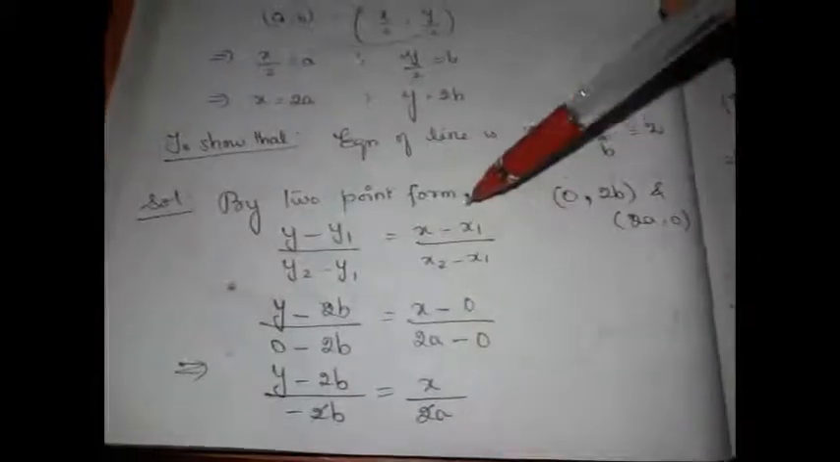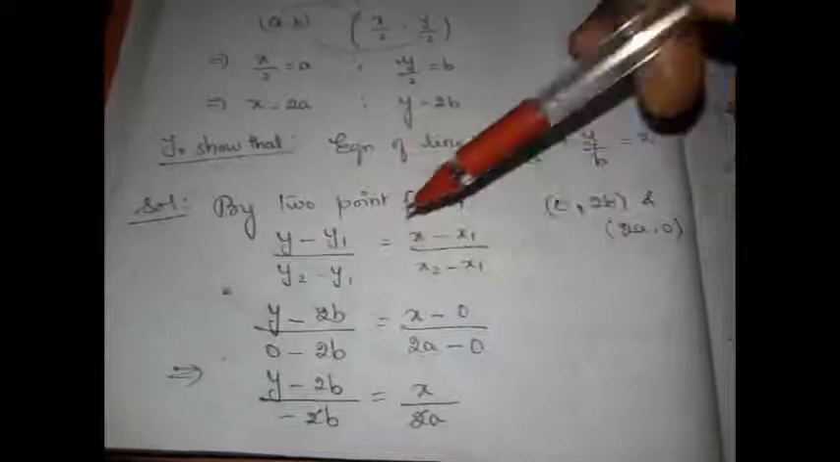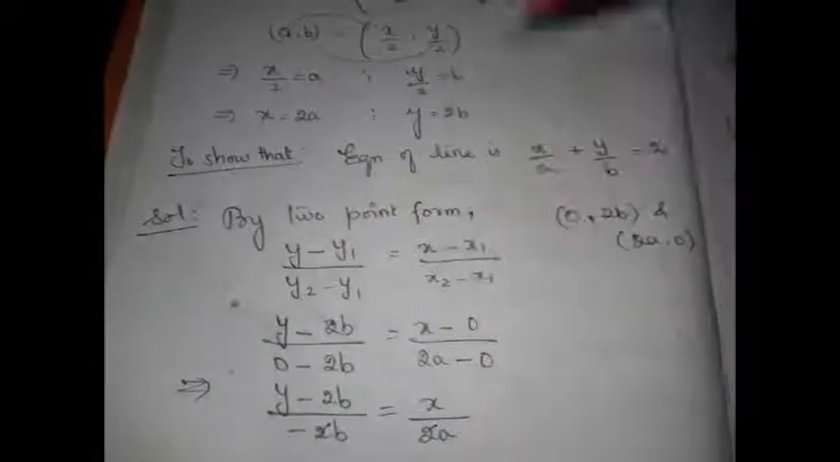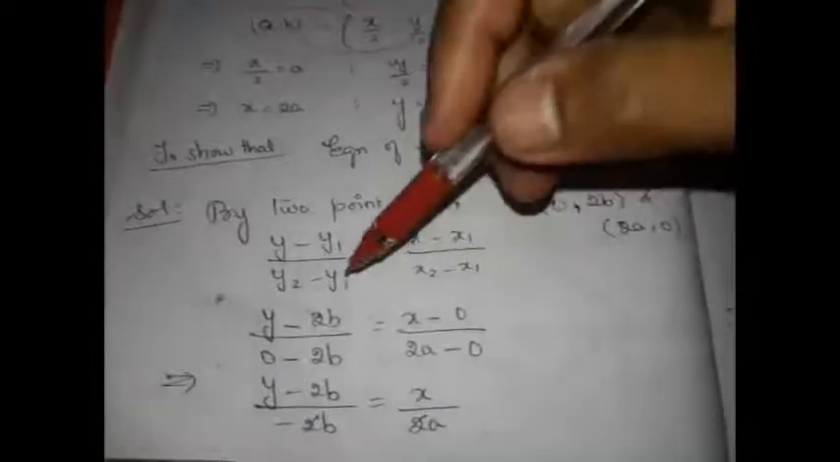Now let us substitute in the 2-point form. What is 2-point form? (y - y1)/(y2 - y1) = (x - x1)/(x2 - x1). So when we substitute these values and after simplification, we can arrive at the answer easily, right?